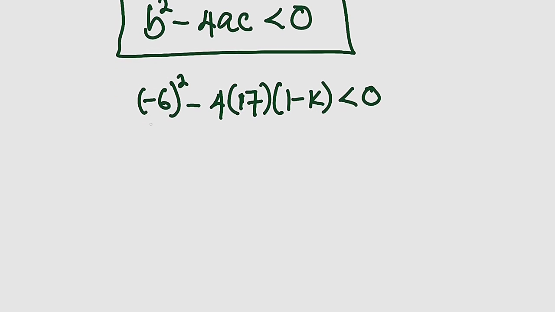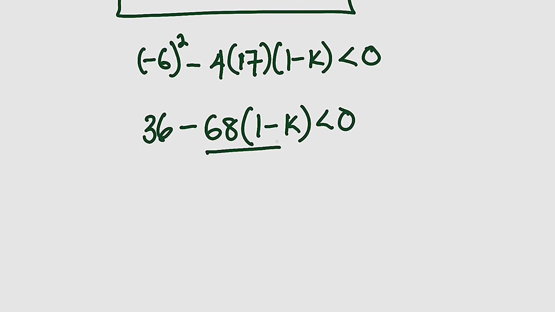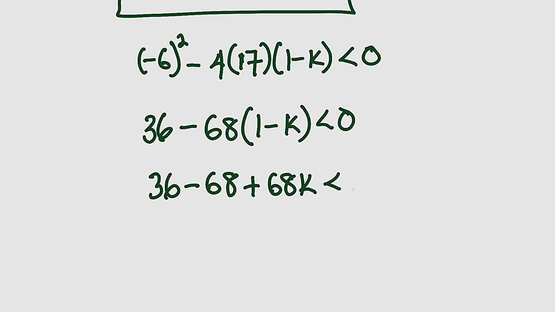So now let us simplify. Negative 6 squared is what? Negative 6 times negative 6, which is 36. Minus 4 times 17 is 68. So we have 68 here multiplied by 1 minus k, less than 0. Now let us distribute this. We have 36 minus 68 times 1, which is negative 68. And negative negative is positive, so 68 times k is 68k. This is less than 0. 36 minus 68 is negative 32.